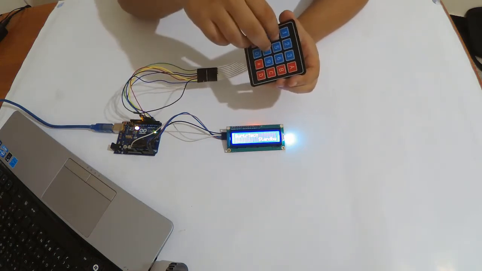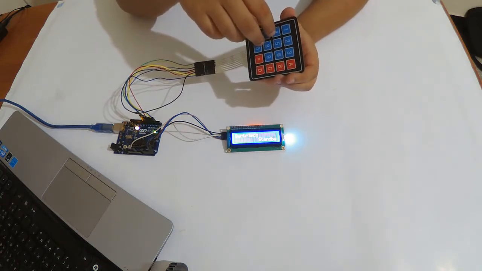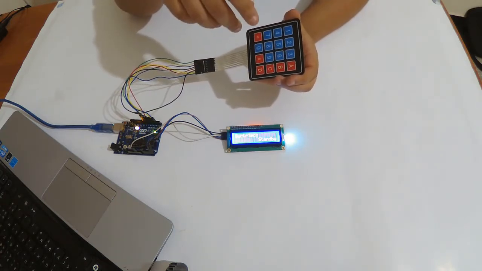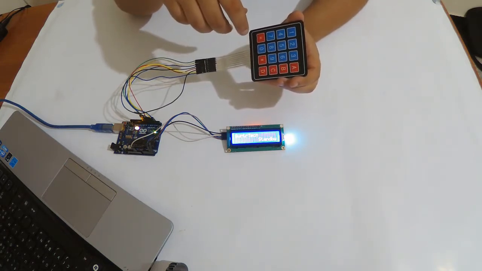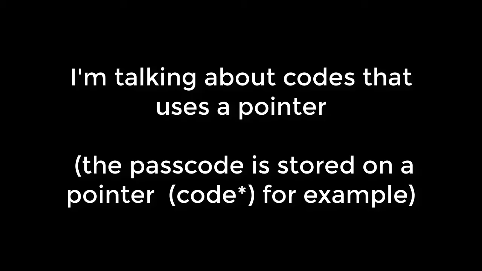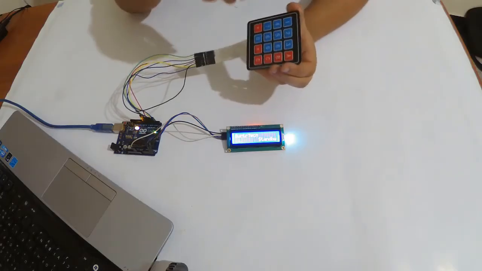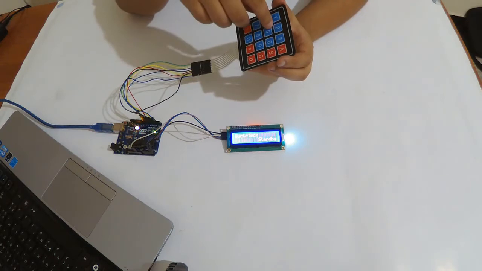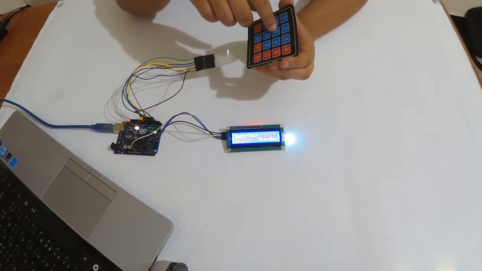So I found many algorithms to unlock on the internet, and unfortunately they use the pointer method and it has several failures. It's not 100% sure. So this is the simplest one. It just enters the code and converts it, then compares it to the code I saved before.